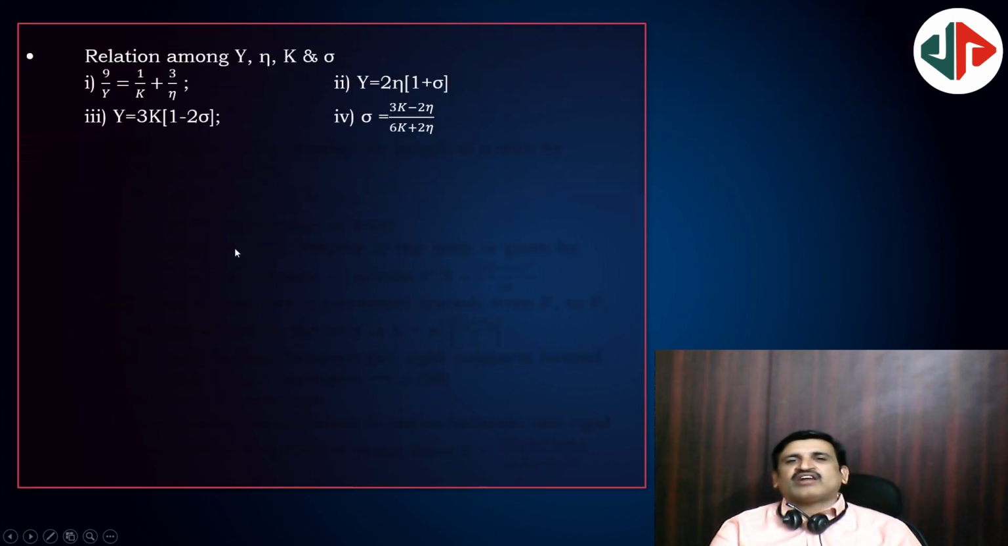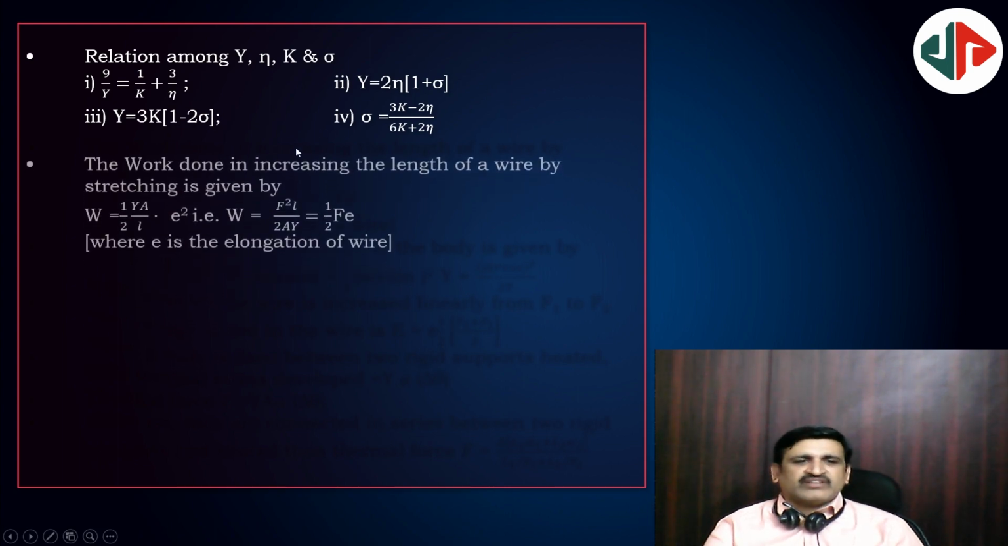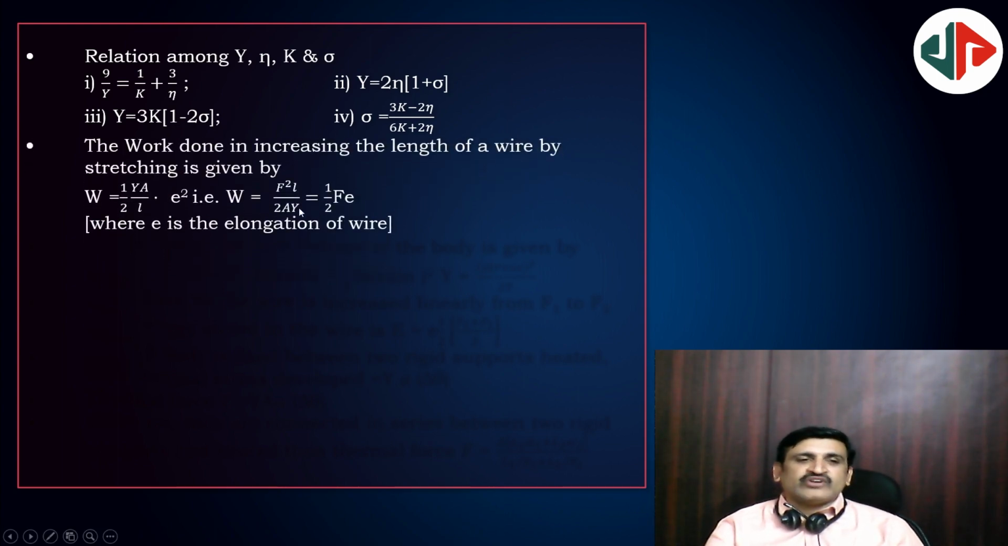The relation between all the moduli along with Poisson's ratio is something on which nowadays some questions are coming. 9 by Y is equal to 1 by K plus 3 by eta. You need to memorize because derivations are higher order and take a lot of time. Y equals 2 eta of 1 plus sigma, and Y equals 3K of 1 minus 2 sigma. Sigma equals 3K minus 2 eta by 6K plus 2 eta. Everything can be derived but it is time consuming, so you need to memorize.